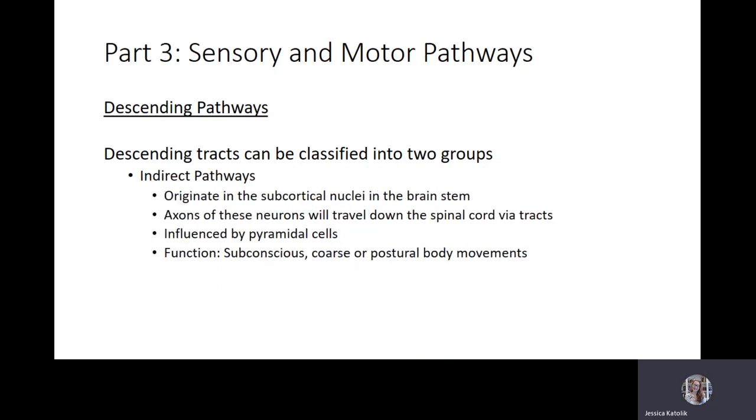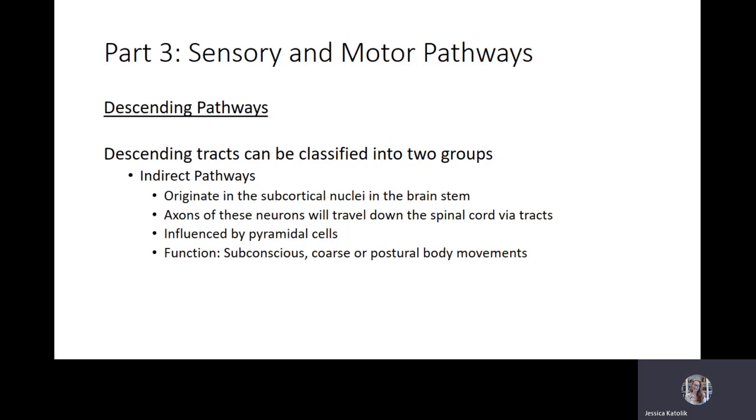Indirect pathways do not start at these pyramidal cells. Rather, they're going to start at subcortical nuclei. So they're really going to start in the brainstem rather than the cerebral cortex. And they are actually going to also have axons that travel down the spinal cord via tracts, and their information will then be sent to the peripheral nervous system.